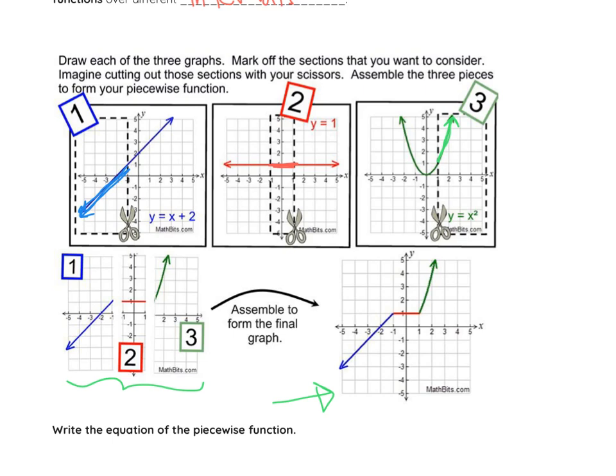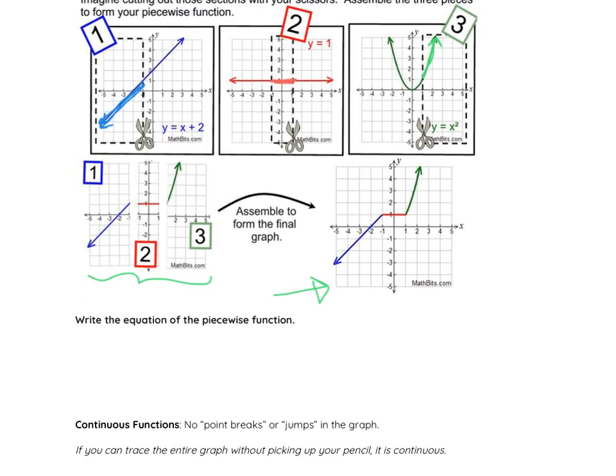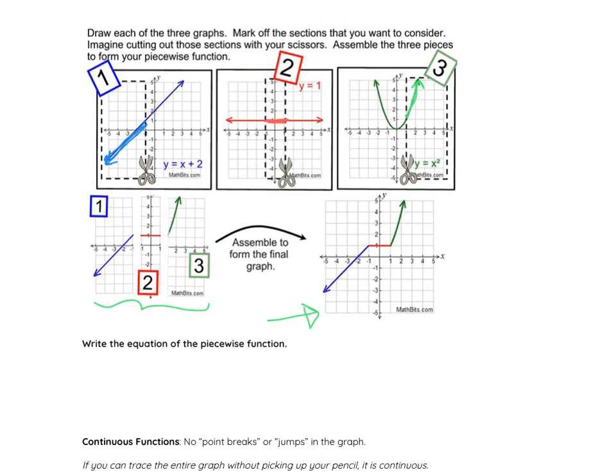For each specified domain, or the x values, we're using different functions. So let's try to write this equation. Let's call it f of x. With a piecewise function, there's a big curly brace, and it's going to list each of your functions. So we had 3 here, so I need to list all 3. The first one was just x plus 2. The second one was just y equals 1, so I'm just going to write 1. And the last one was y equals x squared, so I'm going to write x squared. So it's these 3 functions.